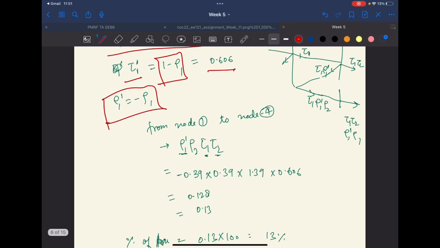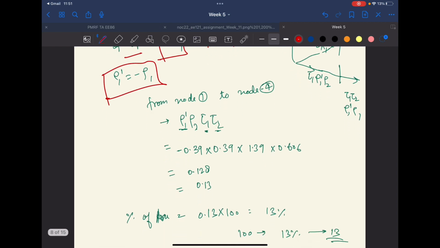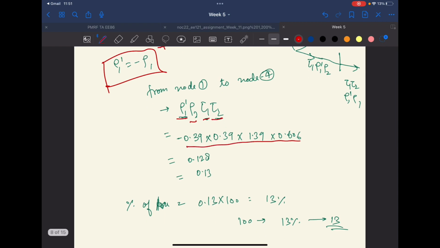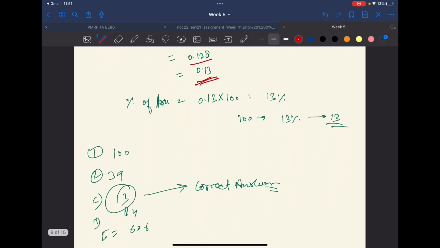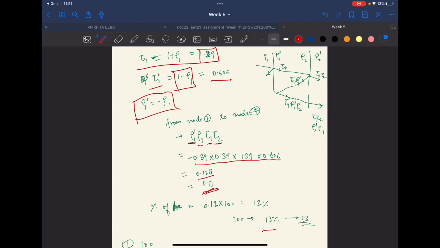So from node 1 and 2 to node 4 you can write rho 1 dash, rho 2, tau 1 and tau 2. Multiplying all these numbers you will get around 0.13. So the percentage of transmission is 13%. So answer C will be correct. Okay.